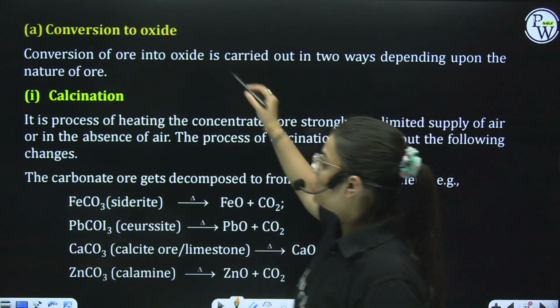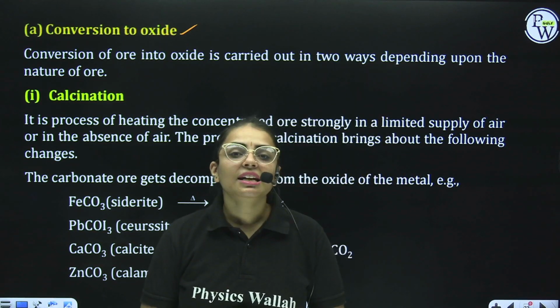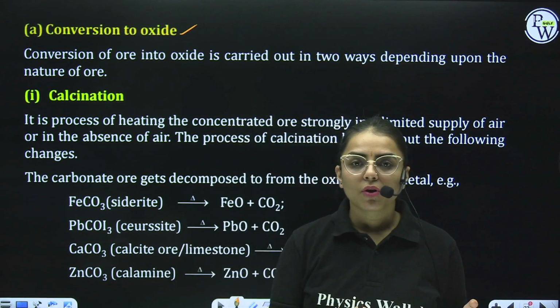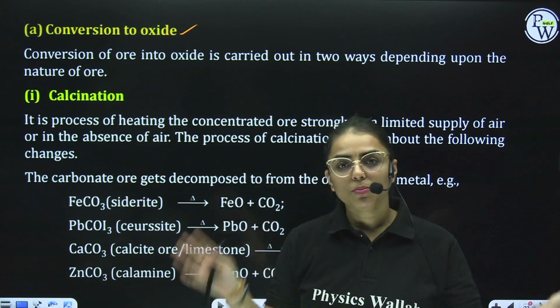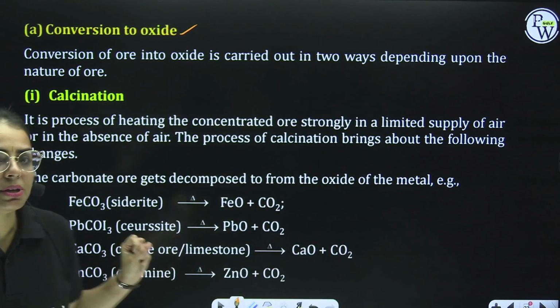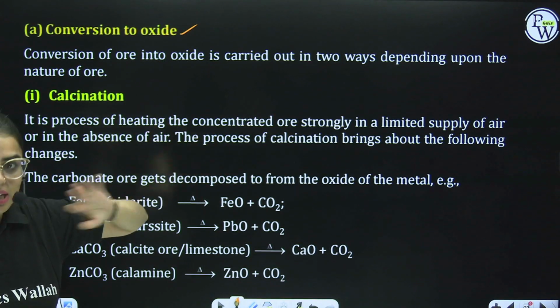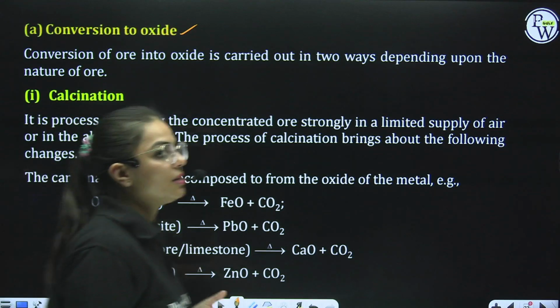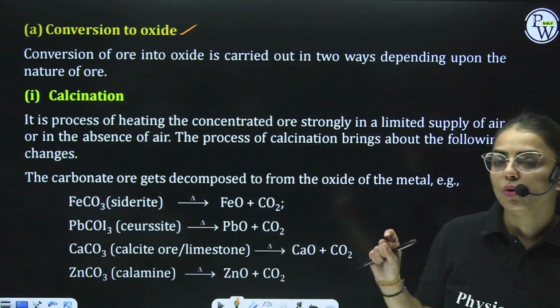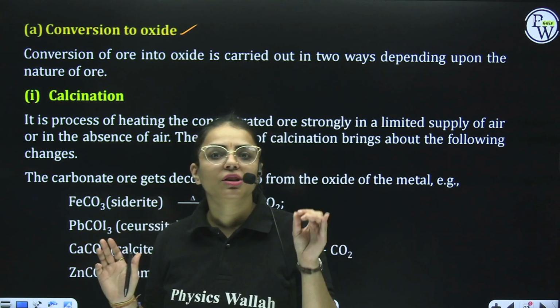So let's see conversion into oxide, where we can convert with the help of calcination and roasting. In calcination, basically we take absence of air, and in roasting we take presence of air. In calcination, if air is present, it is present in limited amount. What exactly happens? It is a process of heating. Here you are going to heat the ore and convert it into oxide.